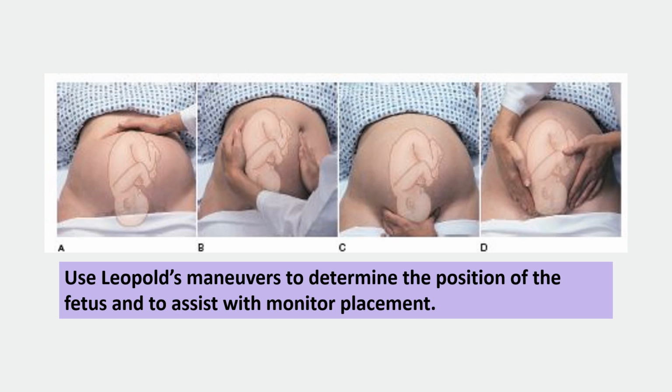You're going to feel, like you can see in photograph A, you want to feel in the fundus. Again, this is the top part of the uterus. What are you feeling? Does it feel round and curvy and kind of soft? You probably have a buttocks. And that's really what we want there, because we want the baby to be head down. Now, if you're feeling something really hard and bouncy and it's moving around a lot, you probably have a head, so you have a breech presentation.